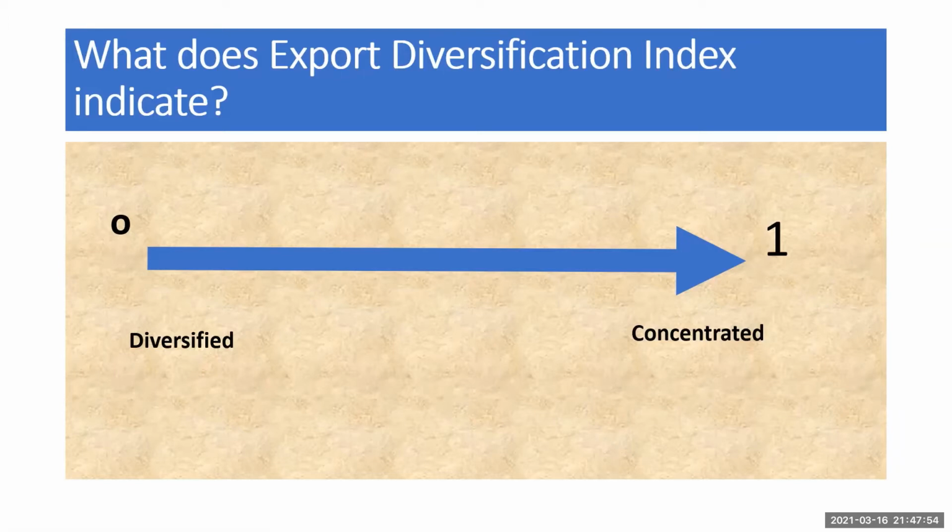In countries in the Middle East part of the world, their Export Diversification Index is closer to 1, which means that the export basket of these countries is very concentrated, as the major items of export from these countries are oil.